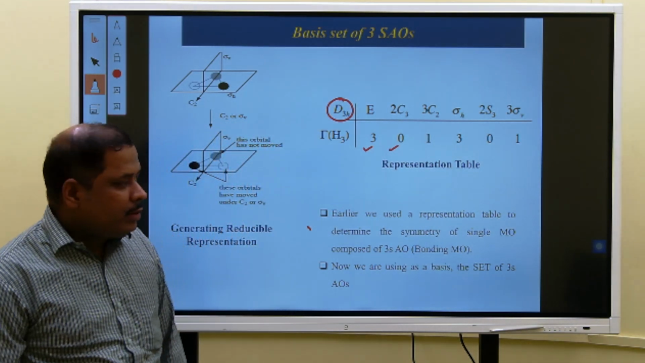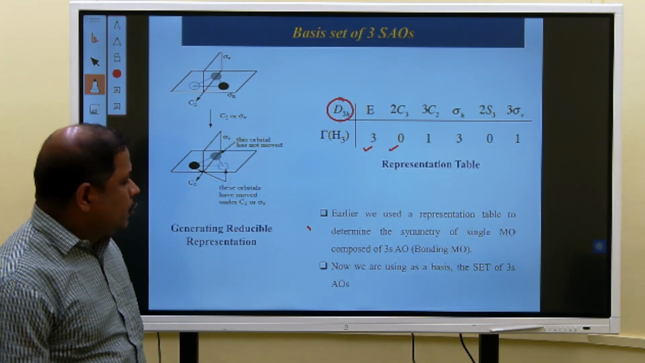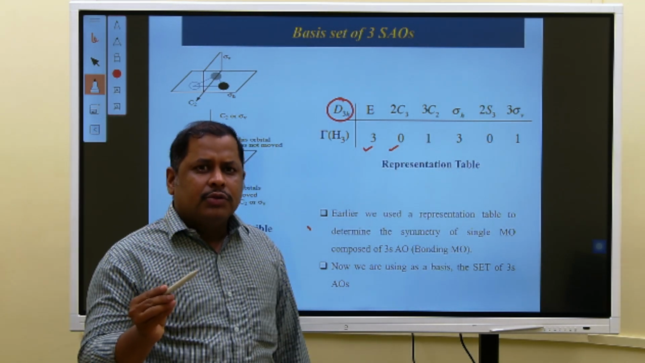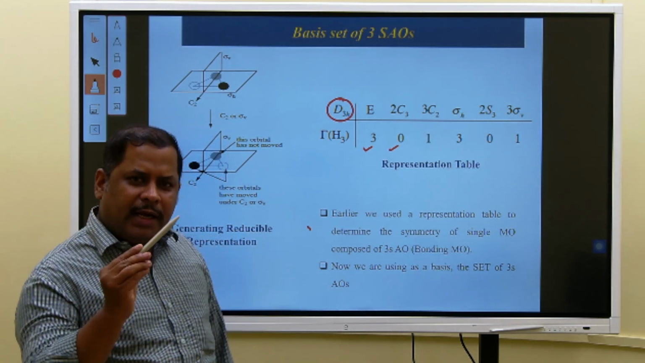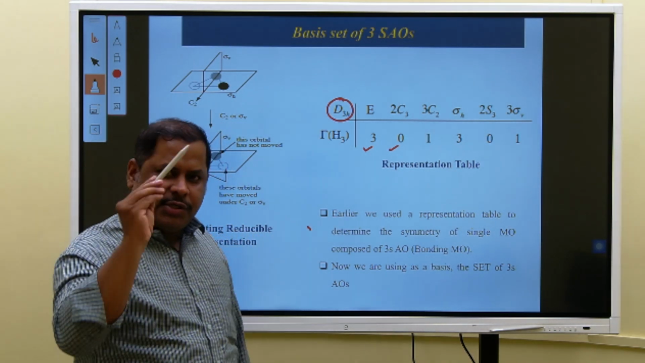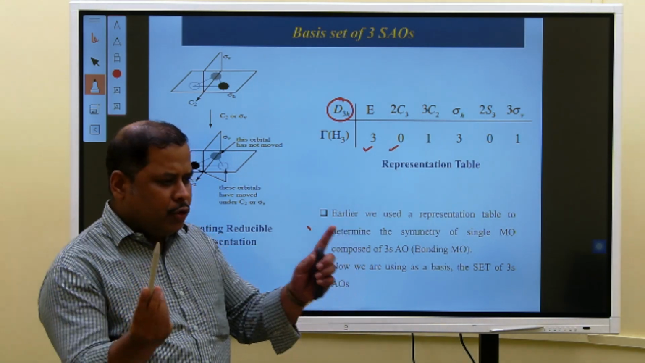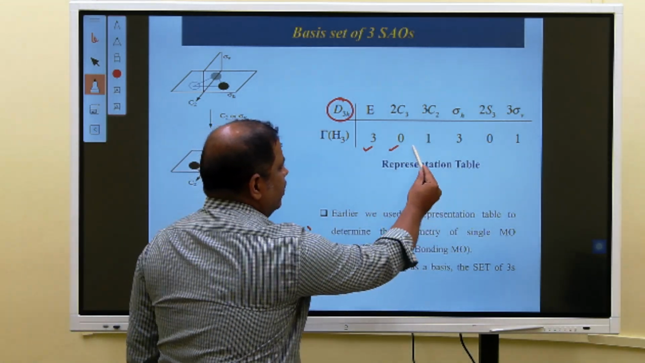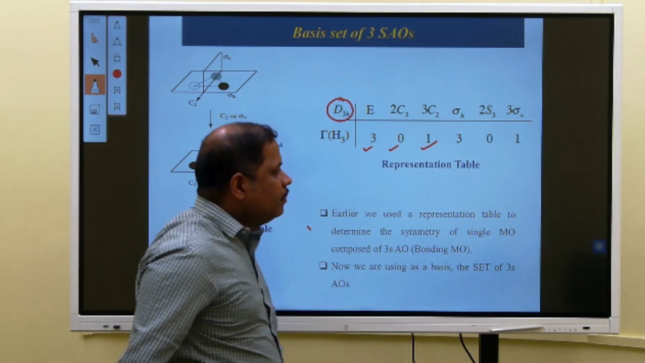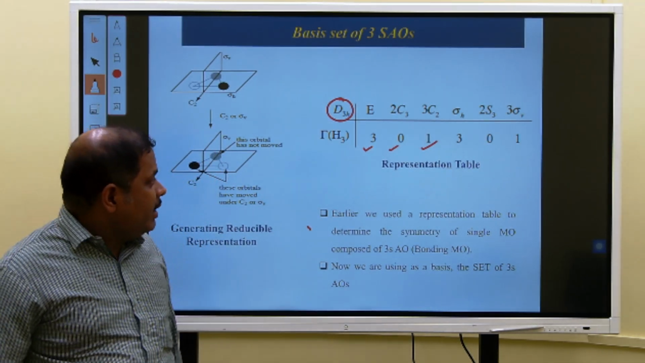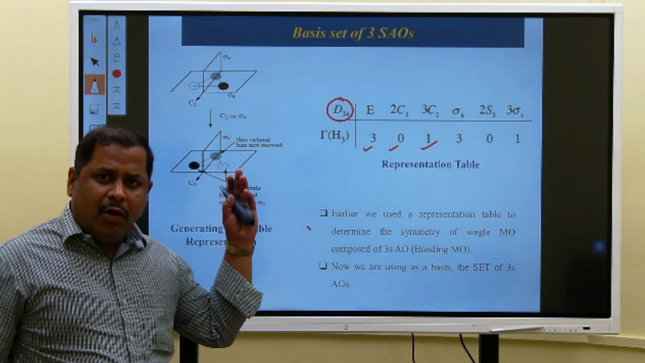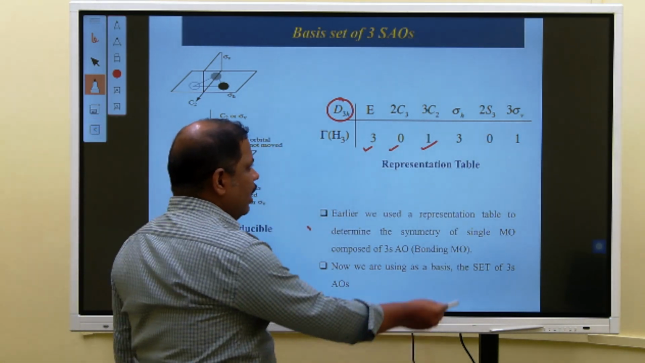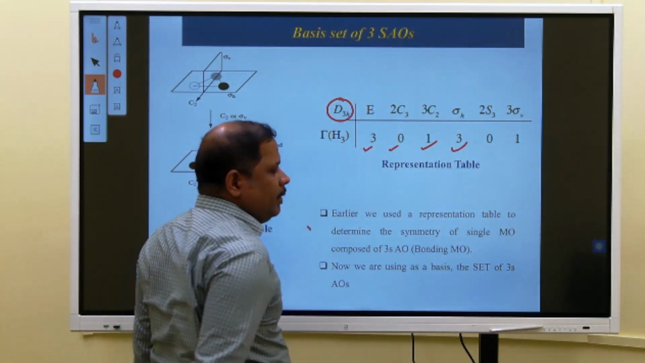Now C2. In case of C2, you are passing the axis through BH. Right? So that BH, H is not going to be changed. Remaining 2 H are going to change the positions. That's why here the remain unchanged will be 1. In case of sigma H, it is containing all the molecule, right? So all the hydrogens are going to remain unchanged. That's why it is 3.